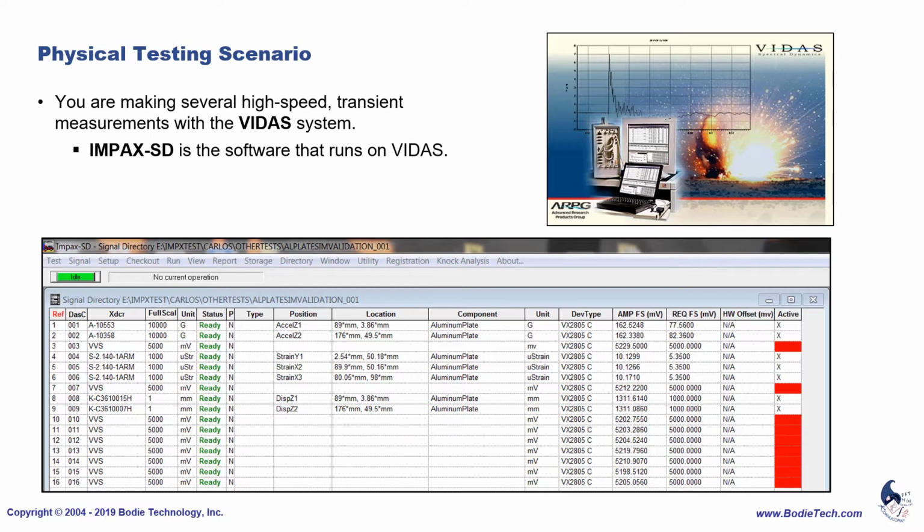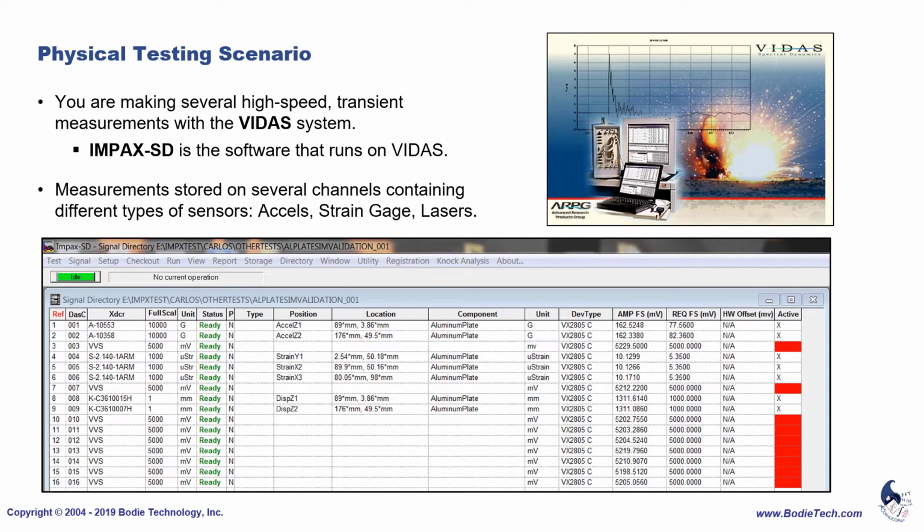Consider a typical scenario where you are making several high-speed transient measurements with this system. For each test event, the measurements are stored on several channels containing different types of sensors. In the example below, accelerometers, strain gauges, and laser displacement sensors are being utilized.